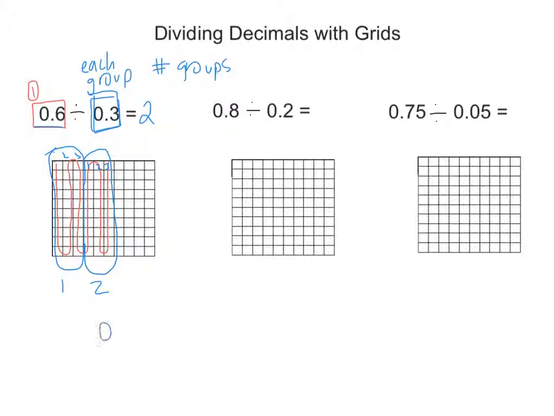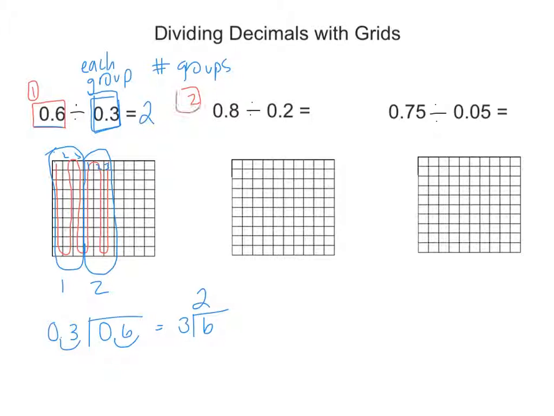And I could check that with the algorithm. And I know to divide by decimals, I'd have to use the power of 10 to move my decimal. So this is the same as 6 divided by 3, which is equal to 2.